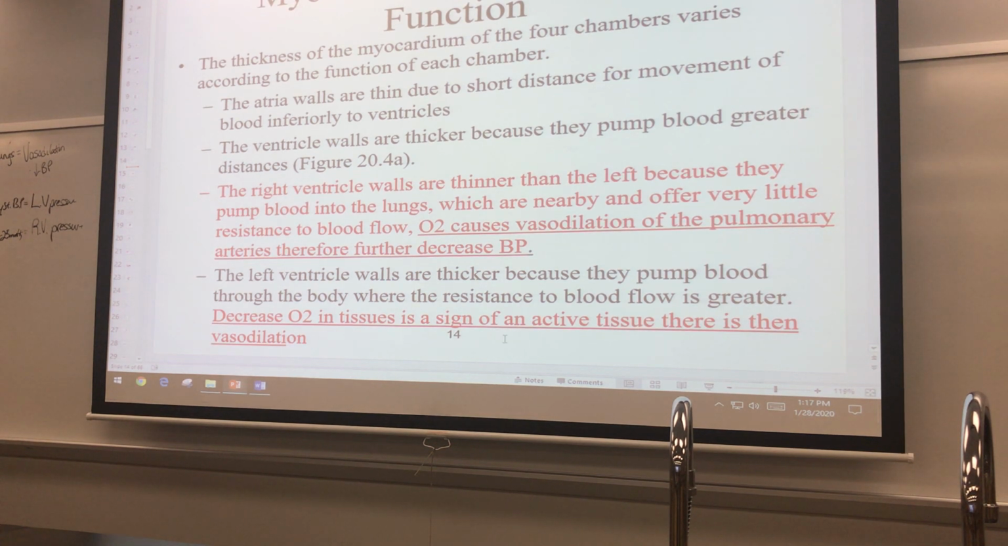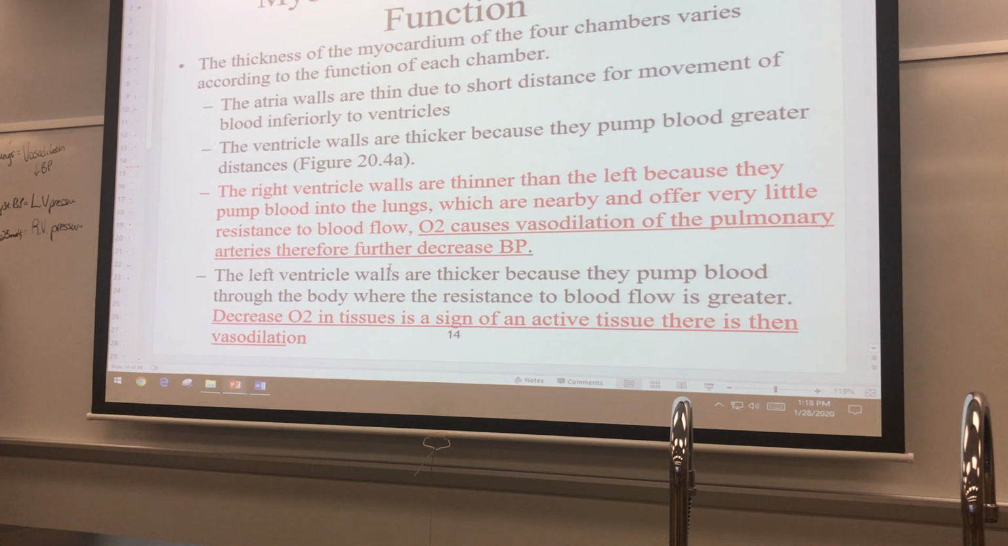Right, decrease in O2 in tissues. Right, so left ventricle walls are thicker, they have to pump blood throughout the whole body. Now the weird thing is this, in the lungs right here, when you have increased oxygen, it's a good sign. It vasodilates, but only in the lungs.